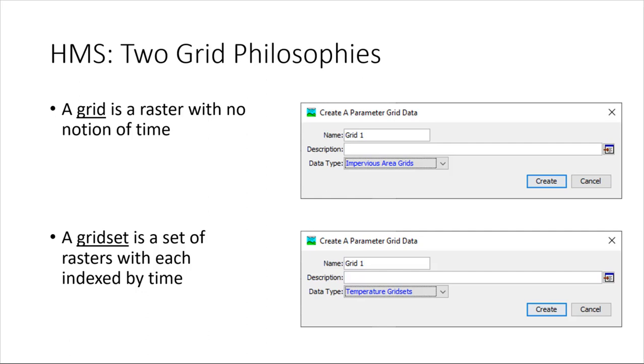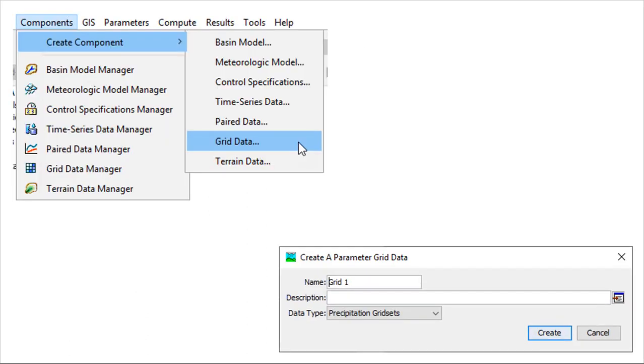There are two ways to create a grid data component. The first is to choose Components, Create Component, Grid Data from the menu at the top. You'll see a dialog box like this in the lower right. Choose the type of grid in the drop-down menu, then give it a name. Pressing Create adds a new grid data object to the Watershed Explorer.